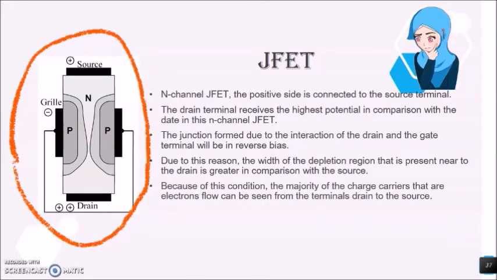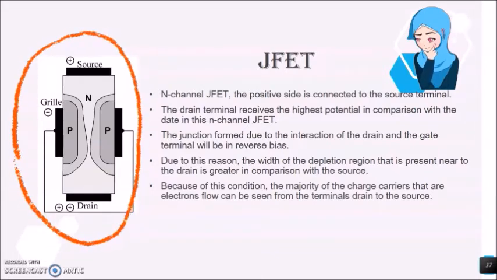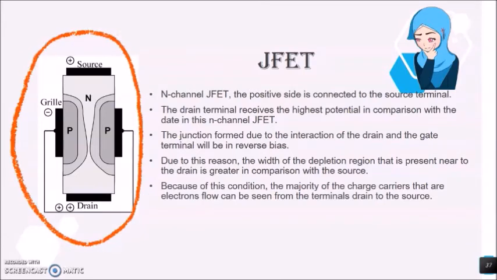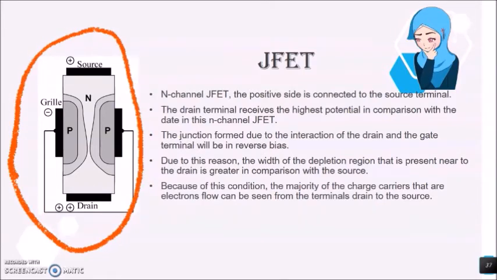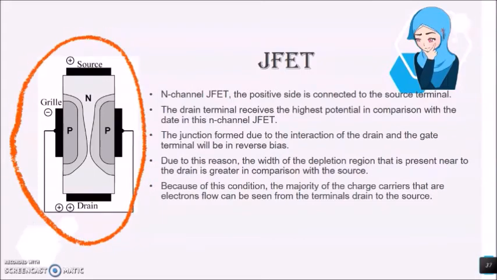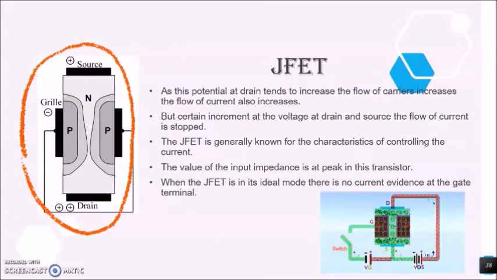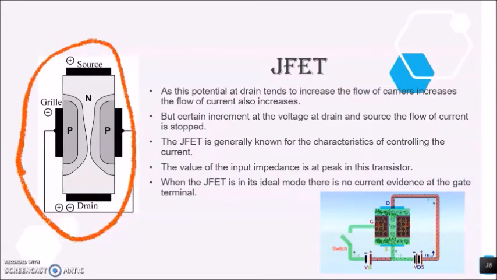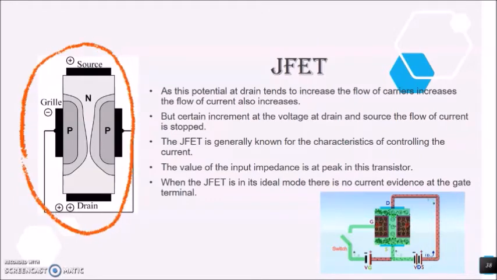Due to this, the width of the depletion region near the drain is greater in comparison with the source. Because of this condition, the majority charge carriers, that are electrons, can be seen flowing from the drain terminal to the source. As the potential at the drain increases, the flow of carriers increases, so the flow of current also increases. But beyond a certain increment in the voltage between drain and source, the flow of current stops.